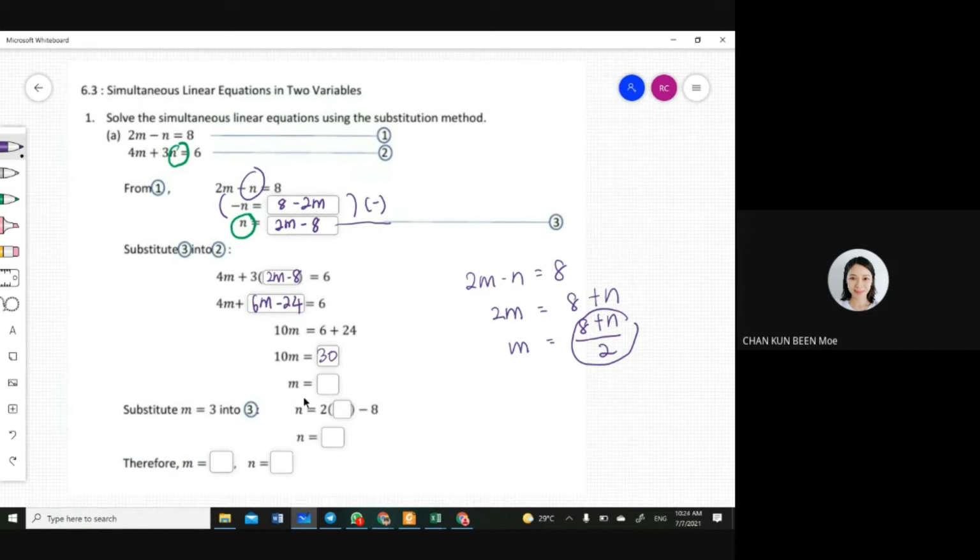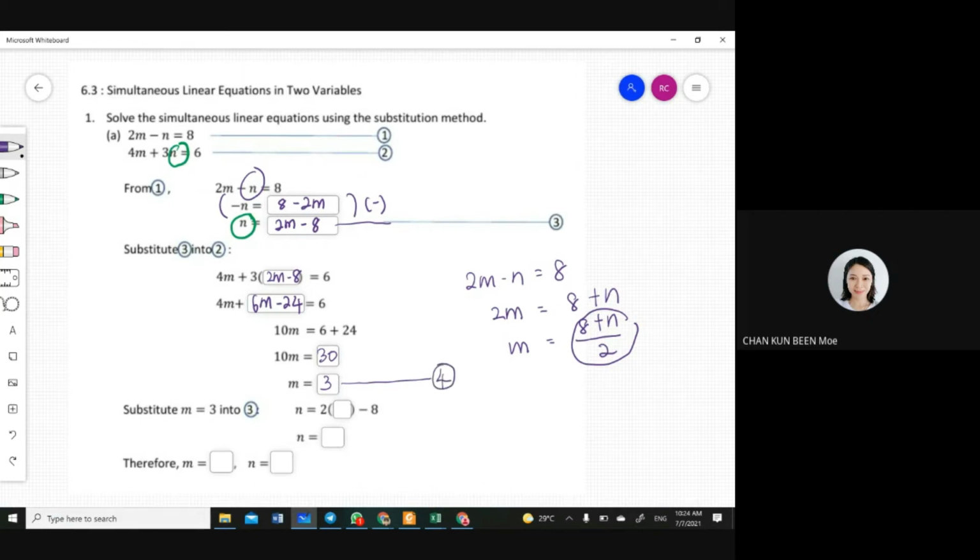So we can get the value of m already. m is equal to 30 divided by 10, so m is 3. Now we have m equal to 3 already. This one is up to you. You can put it down as equation 4.